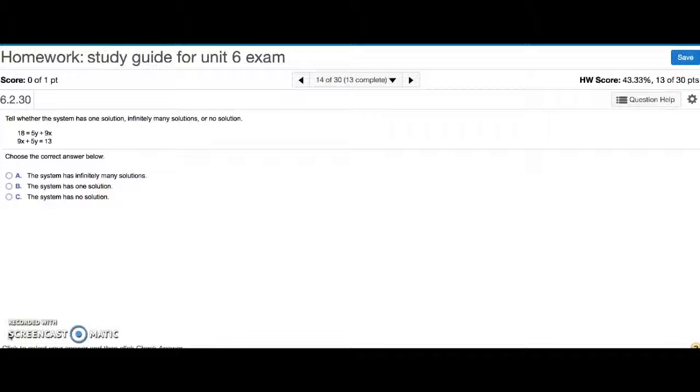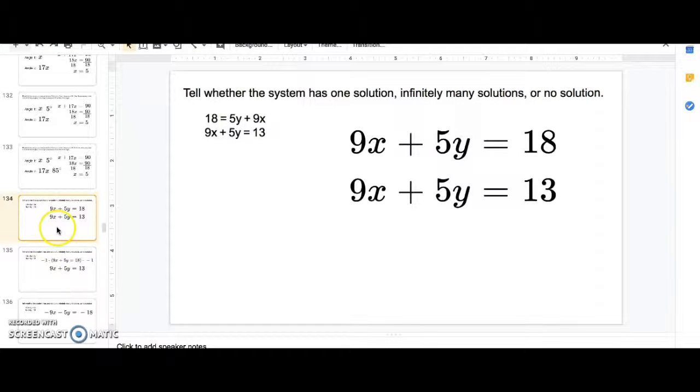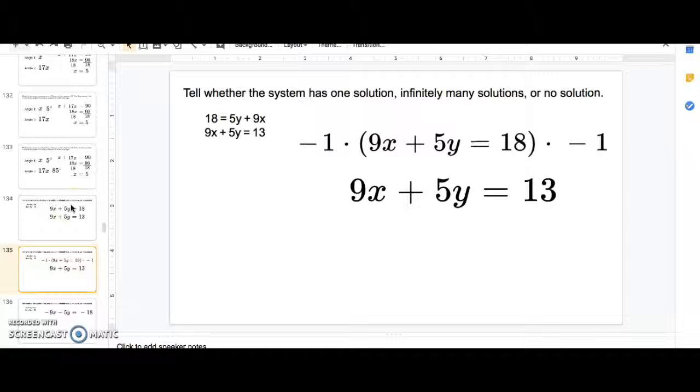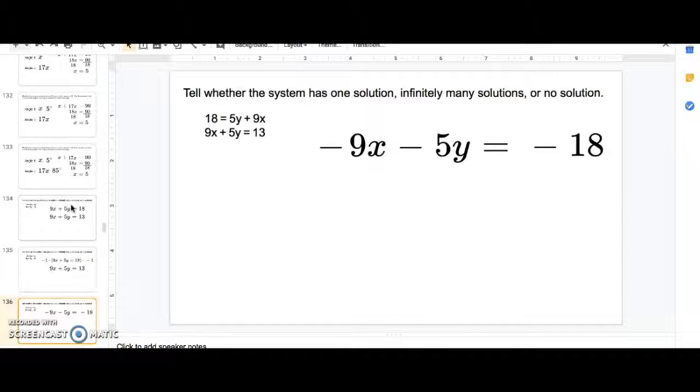Number 14, it wants you to tell whether the system has one solution, infinitely many solutions, or no solution. Okay, so let's take a look at it, because we're going to have to use elimination. So I'm going to rewrite these equations so that the x's and y's are in the same spot, corresponding with each other, equaling our constant. So I just rewrote them. No adding or subtracting or anything. Then what I'm going to want to do is multiply all of the top equation by -1, because I noticed that both the x's and the y's are the same number, but the same sign, and I want to make them opposite so I can eliminate them. So multiplying everything on top by -1, I'll just get -9x minus 5y equals -18.